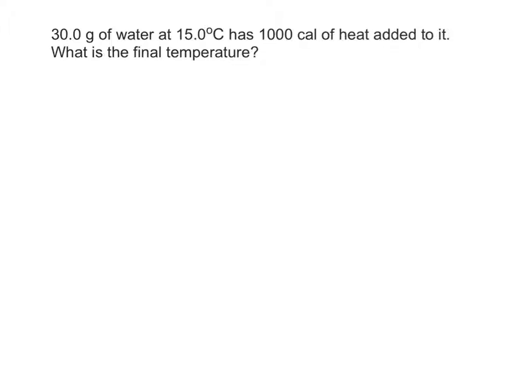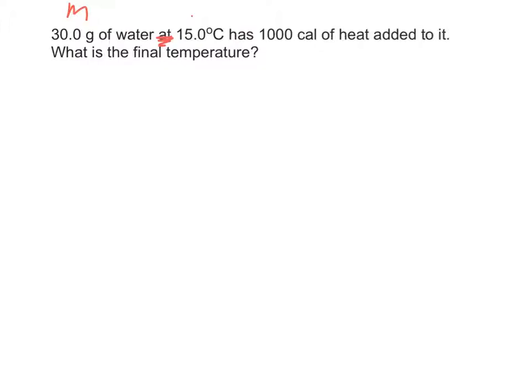Okay, this one is a tougher problem. You still start out with Q equals mc delta T, but we're going to use a slightly different version of the equation. So before we do that, let's go through and see what we have. We have 30 grams, which you guys know is the mass. Now it says it's at 15. Now when you see "at," that does not mean there's a change. That's what we're starting at.